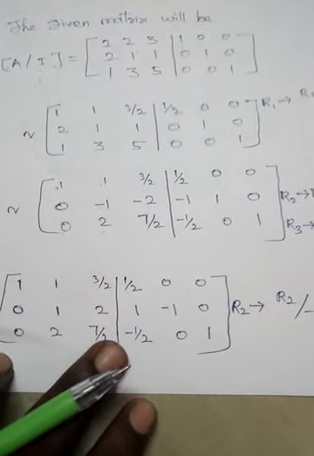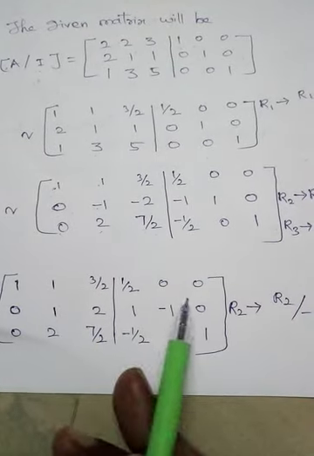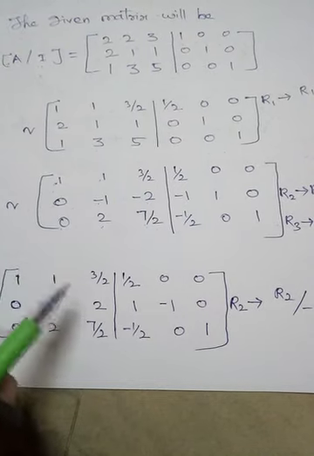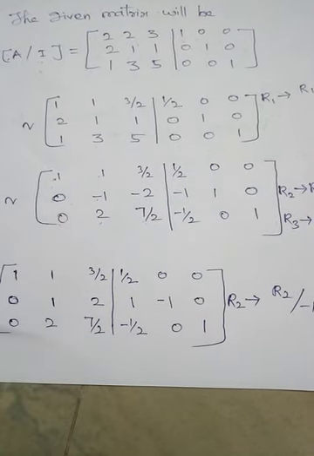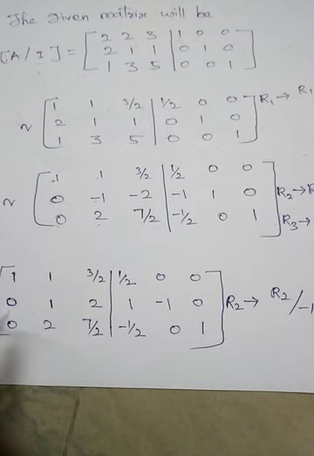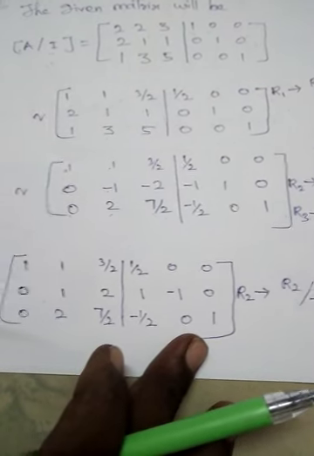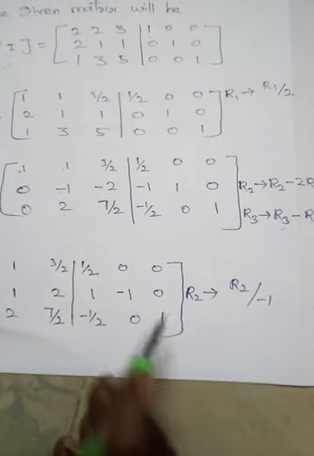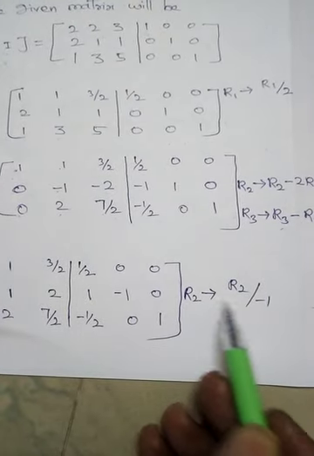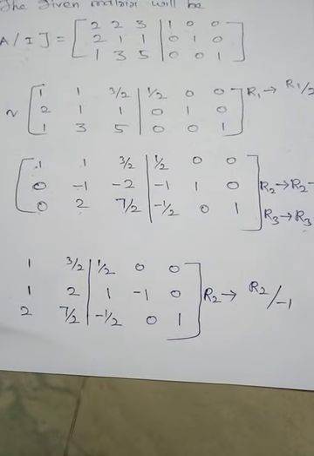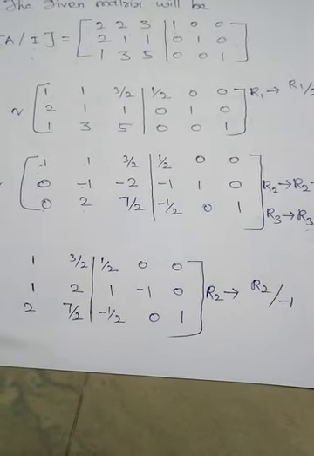Okay, now next level, keep the first row as it is. See, this iteration and this iteration are the same. Am I correct? So there is no change, no modification occurred in the first row. The modification occurred on the second row. Okay, now the second row will be R2 divided by minus 1. So I am going to divide the second row by minus 1.